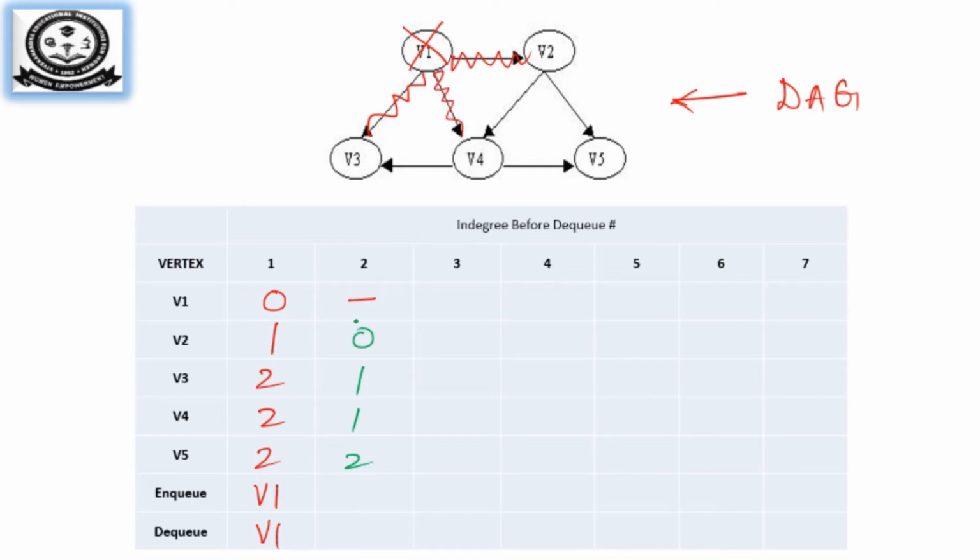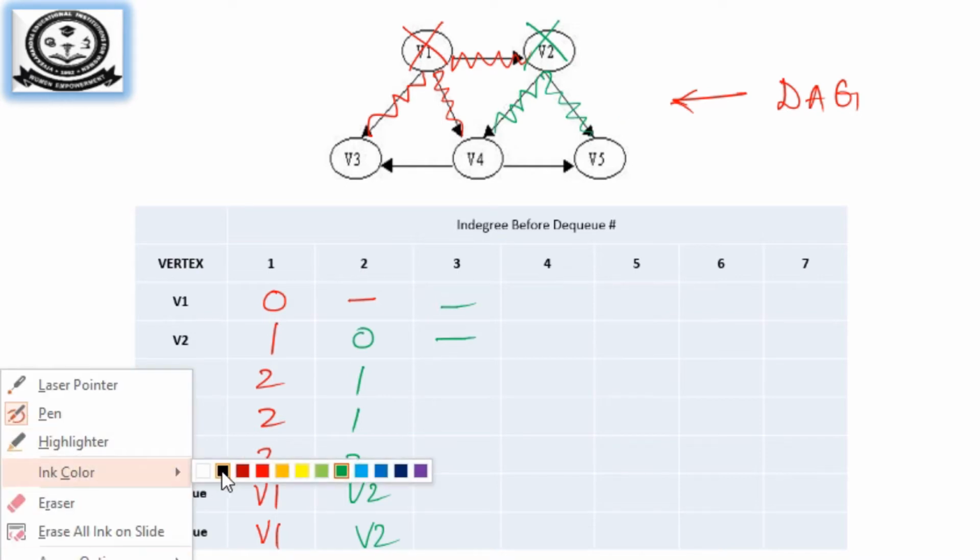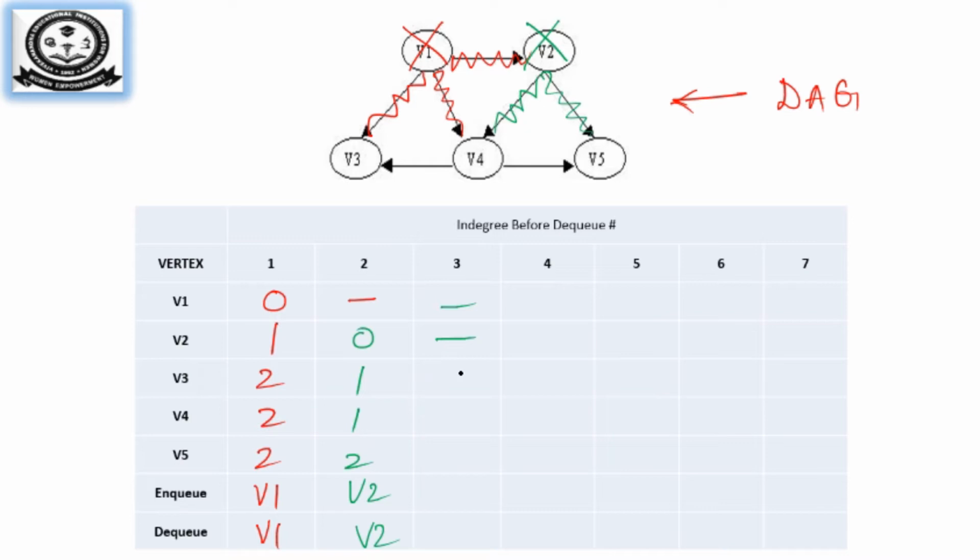Now you can see the only vertex that is having minimum in degree is V2. So we'll push it into the queue and V2 will be popped from the queue. So V2 along with all its edges will be removed from the graph. Now we will calculate the in degree. V3 will be 1, V4 will be 0, V5 will be 1. Now you can see V4 is the next vertex that is going to be pushed into the queue and V4 will be coming out. So I am going to remove V4 along with all the edges.